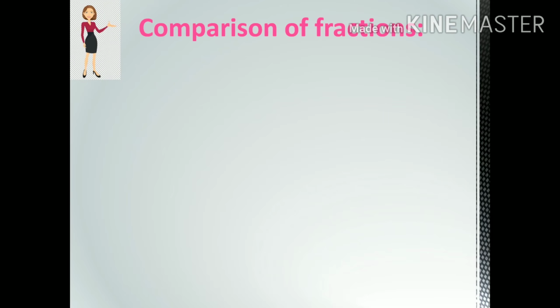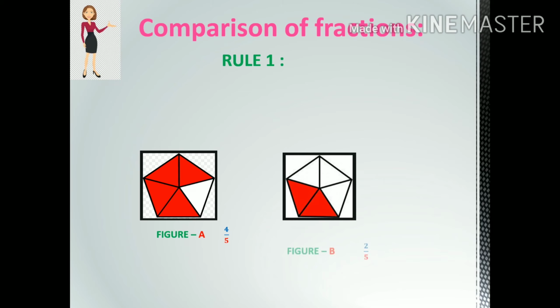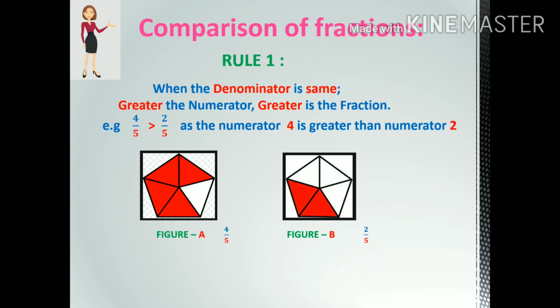Now let's have a look at the comparison of fractions. There are some rules for comparison of fractions. Rule number 1. Figure A shows the fraction 4 by 5 and figure B shows the fraction 2 upon 5. When the denominator is the same, the greater the numerator, the greater is the fraction.